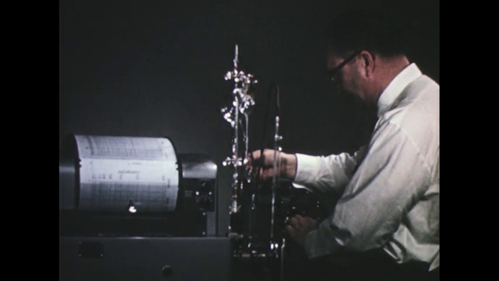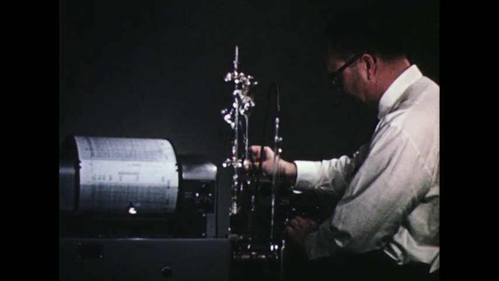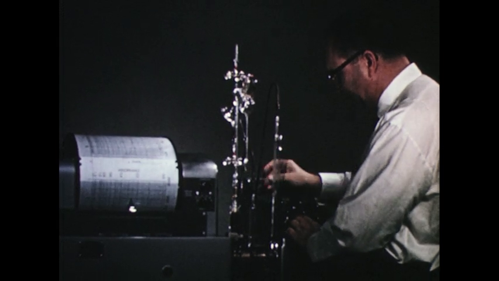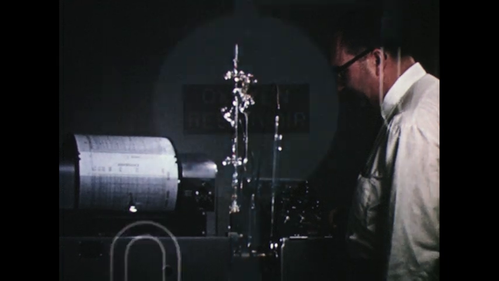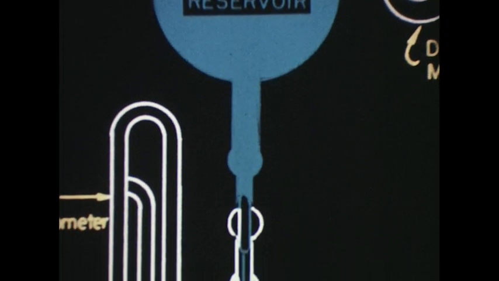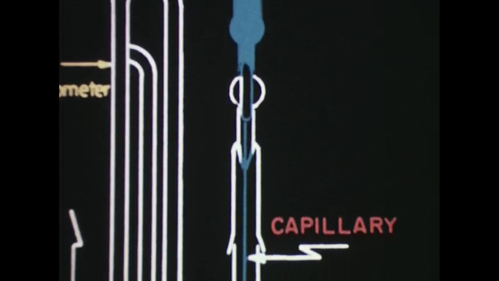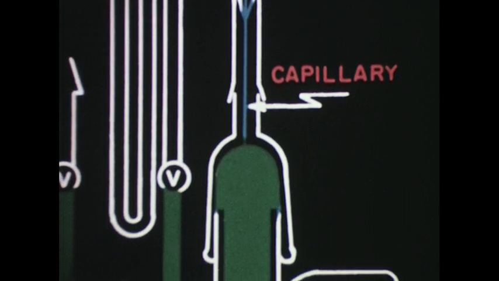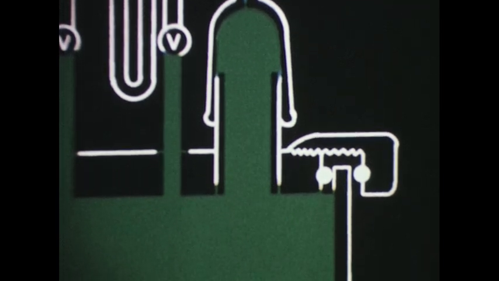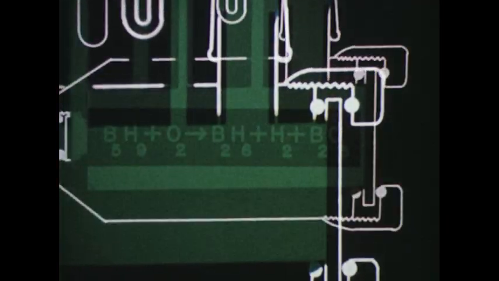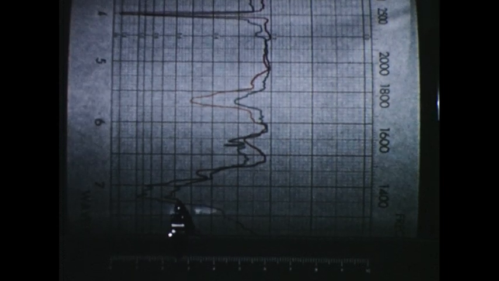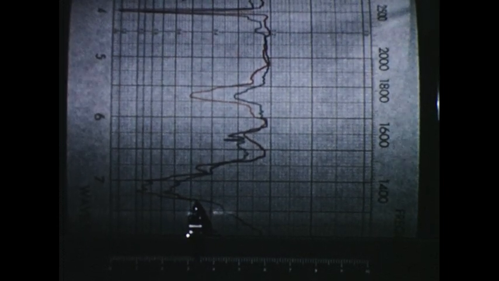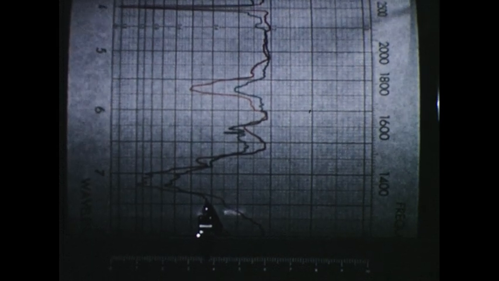Infrared absorption techniques are invaluable for following the course of a reaction. Here is a reaction being studied in the gas phase. Oxygen is being added slowly to a sample of pentaborane in an infrared gas cell. The pentaborane reacts with the oxygen to form diborane. By following the changes in the infrared absorption spectra during the course of this reaction, valuable kinetic data can be obtained.